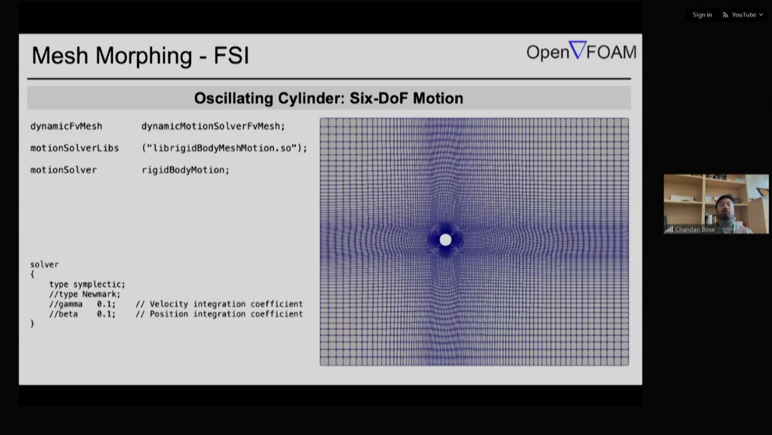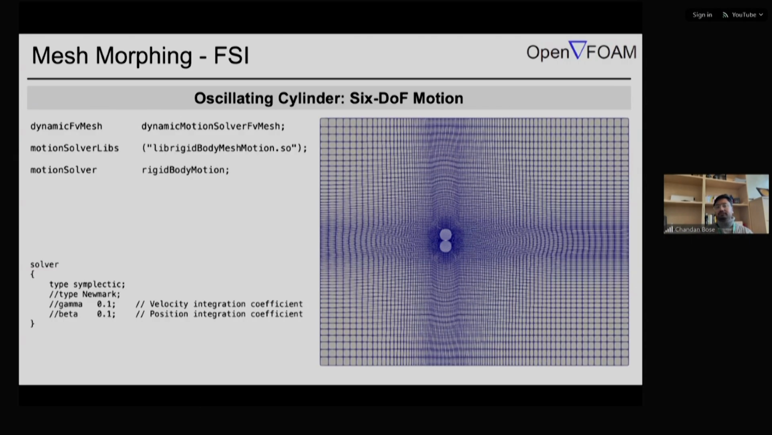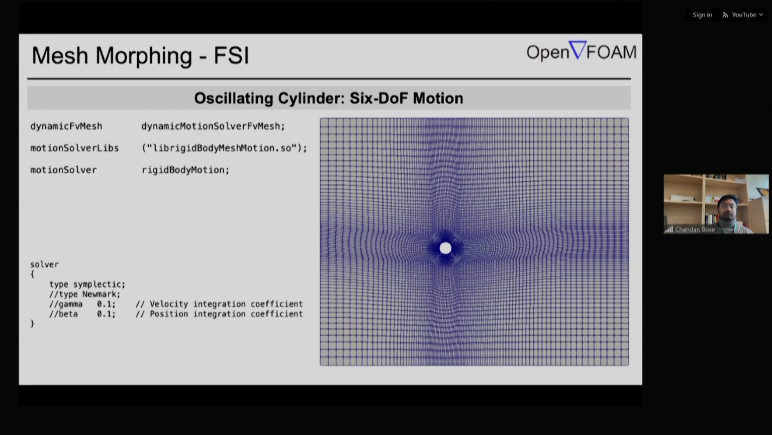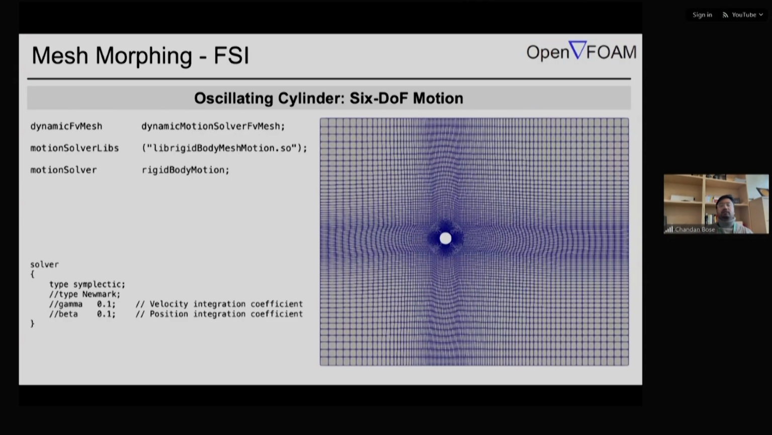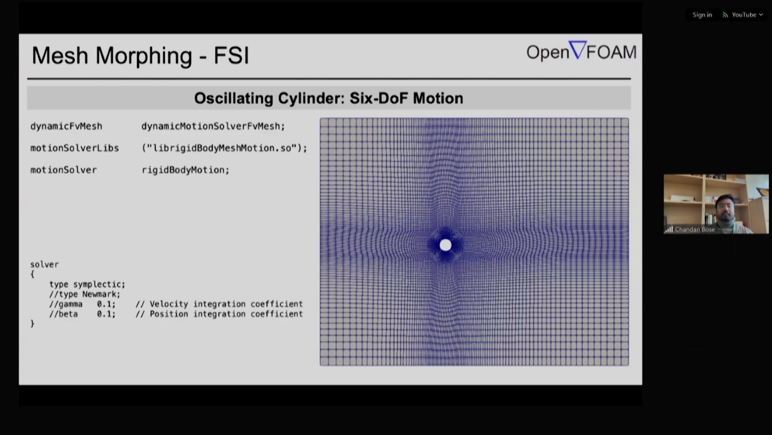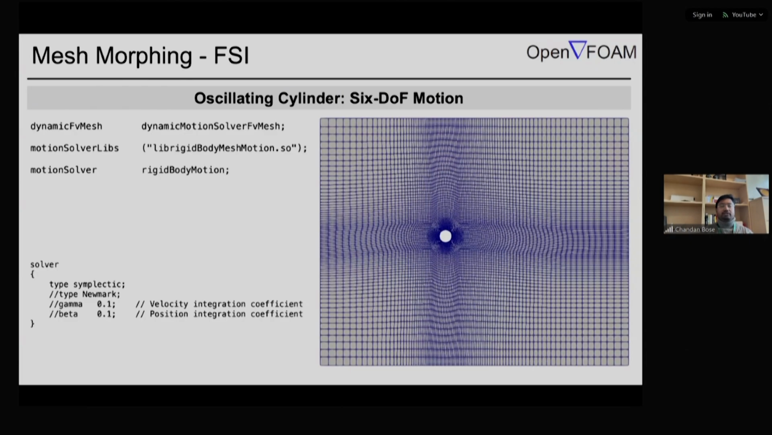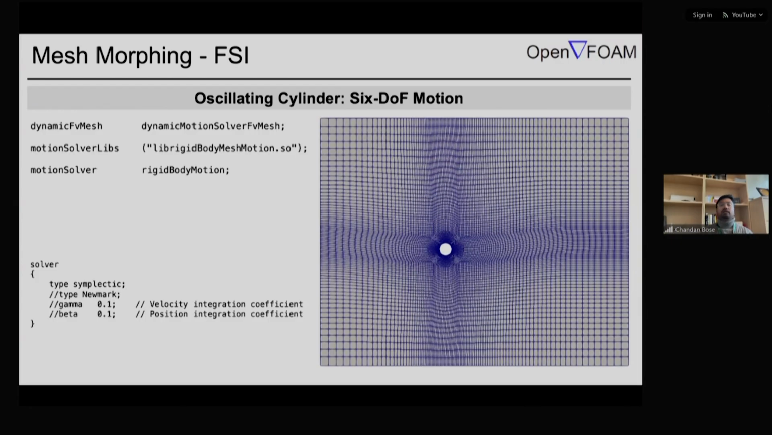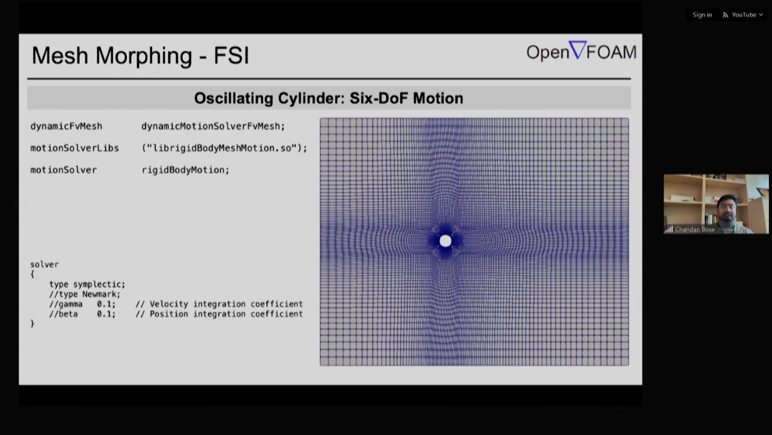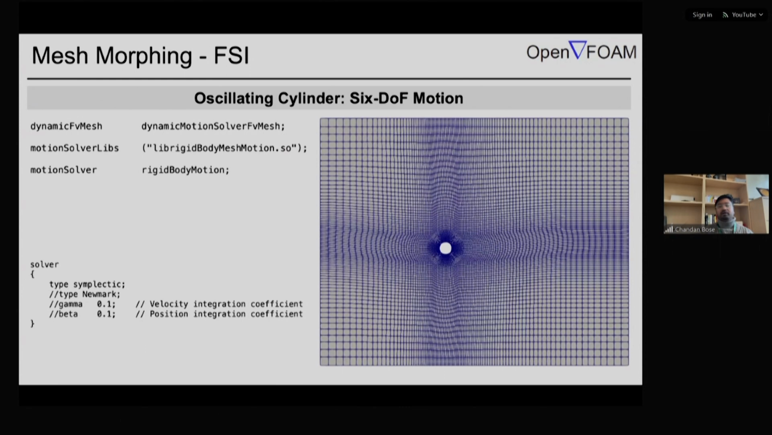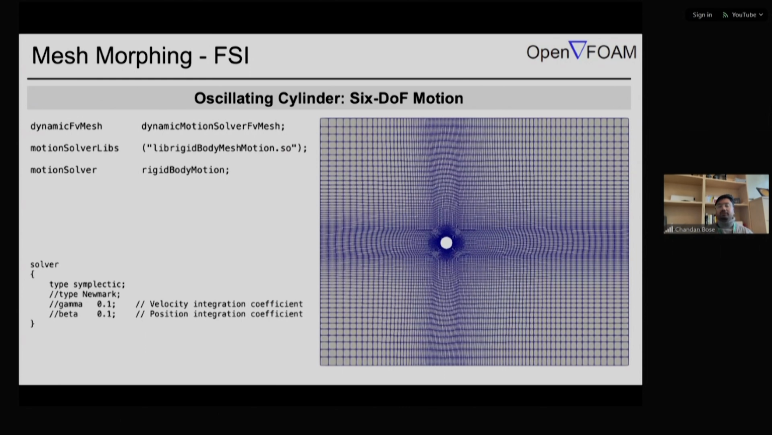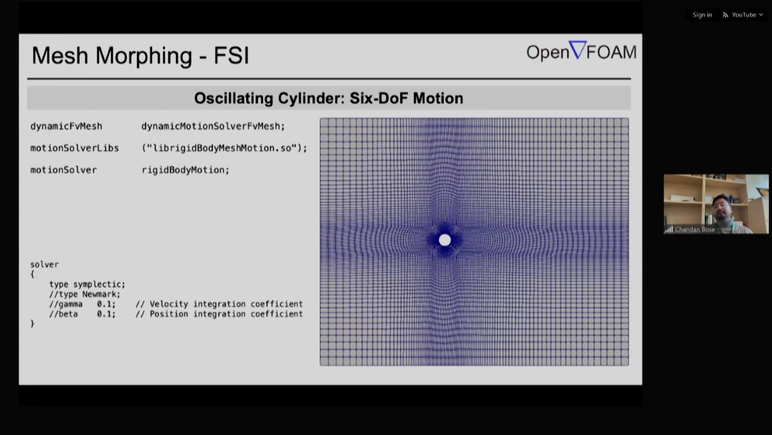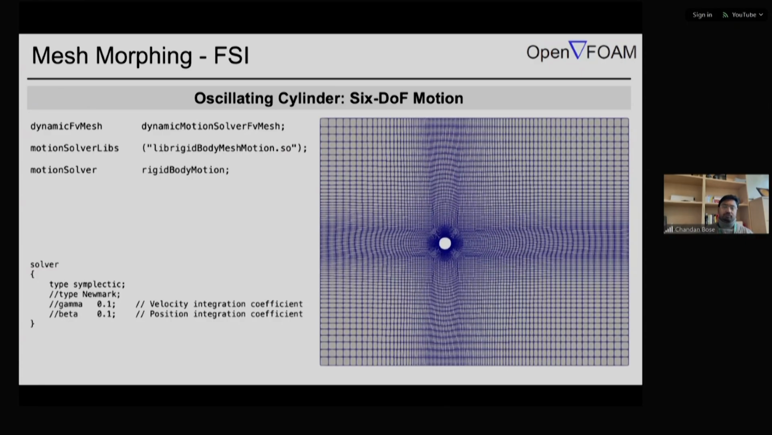So for that, the only thing that will change is the library function and the motion function. As you see here, we are using rigid body motion instead of the Laplacian library. Also, because this is FSI, we have to have a structural solver, which in this case is symplectic, but it can be a Runge-Kutta method or a Newmark beta method, which basically use numerical integration to solve the mass spring damper equation for this cylinder.